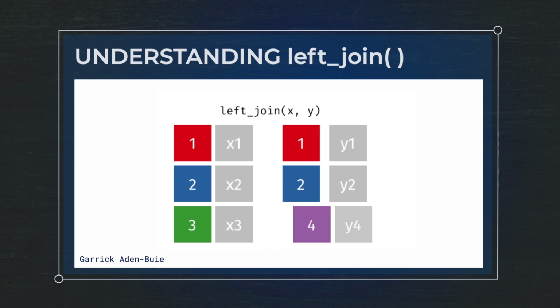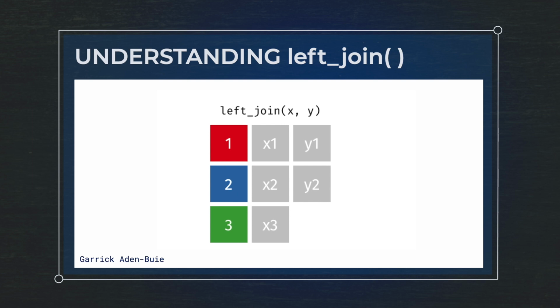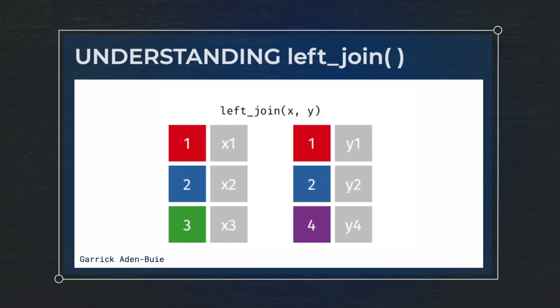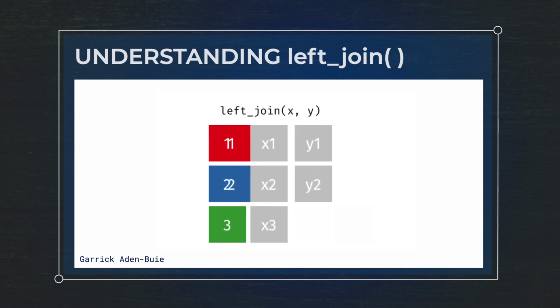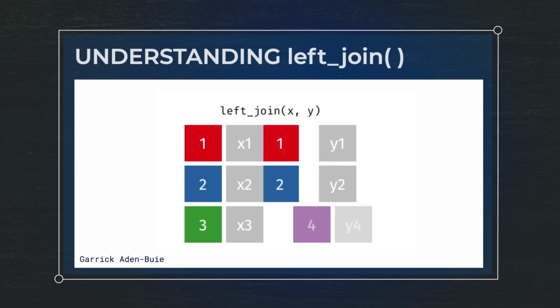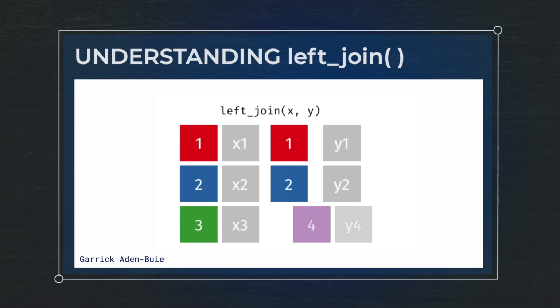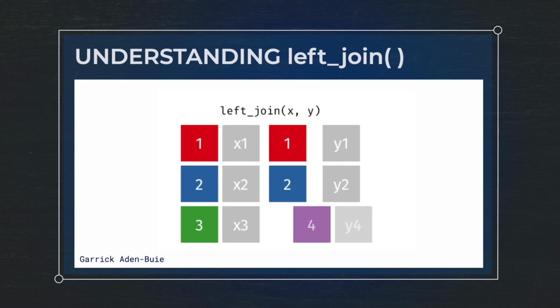So here's an animation by the data scientist Garrick Aidenbury. We can see that the syntax for the left join is very simple. It's just the left join function containing the names of the data frames to be joined separated by a comma. If we look at this animation, we see that X and Y are both data frames that contain just two columns. X is the data frame on the left and Y is the data frame on the right.